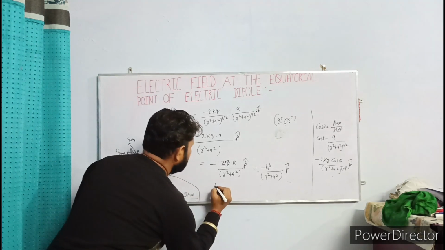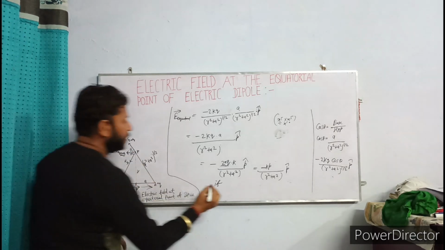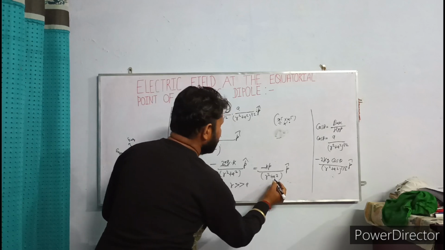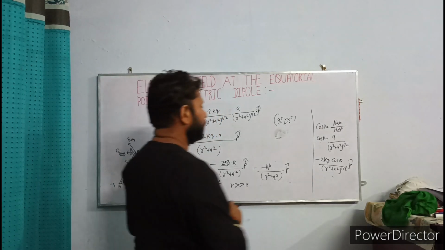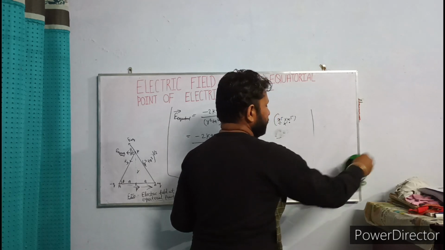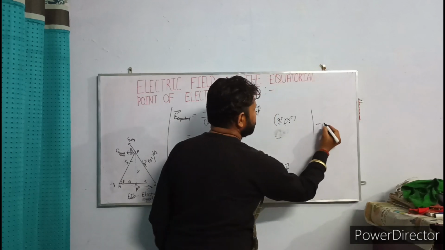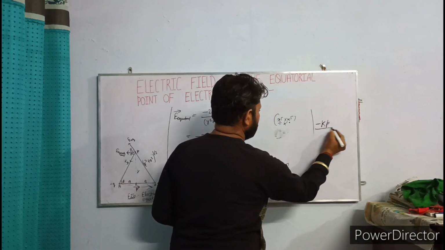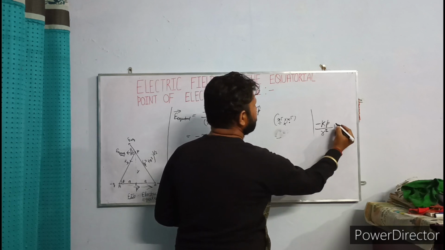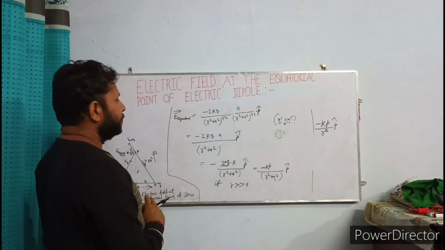But if this distance is much greater than this distance, if r is greater than a, then neglecting a, what is the value? Minus kp upon r square. Okay students, please note down.